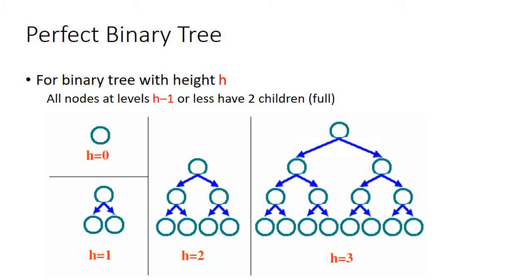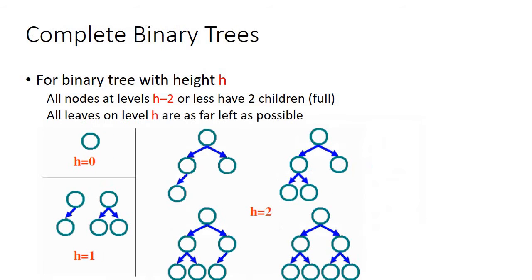For a binary tree with height h, if every node contains two children in full, we call it a perfect or complete binary tree. Here you can see that h is equal to 0 when the root has no child. When the height increases by 1, the root contains two children, and similarly as we increase the levels of the tree, every node contains two children. That is the full binary tree.